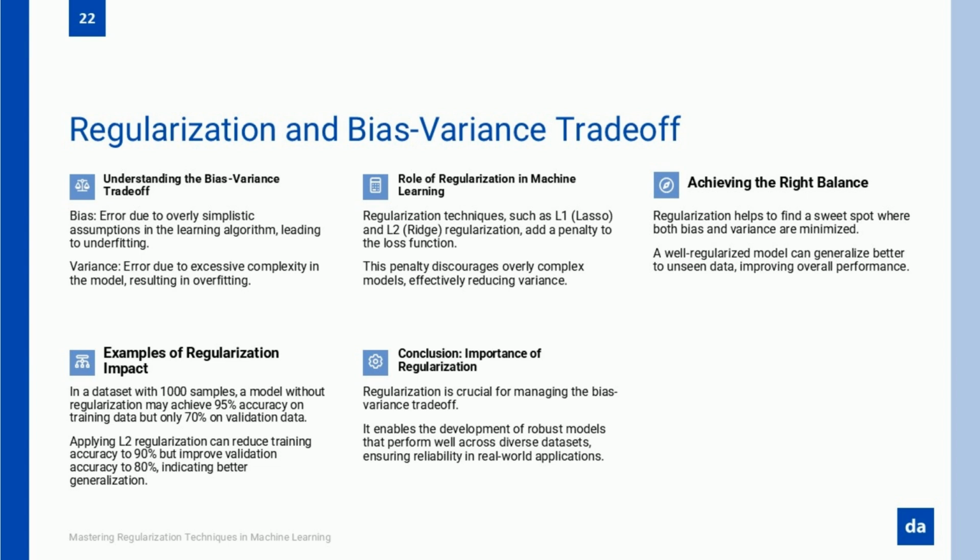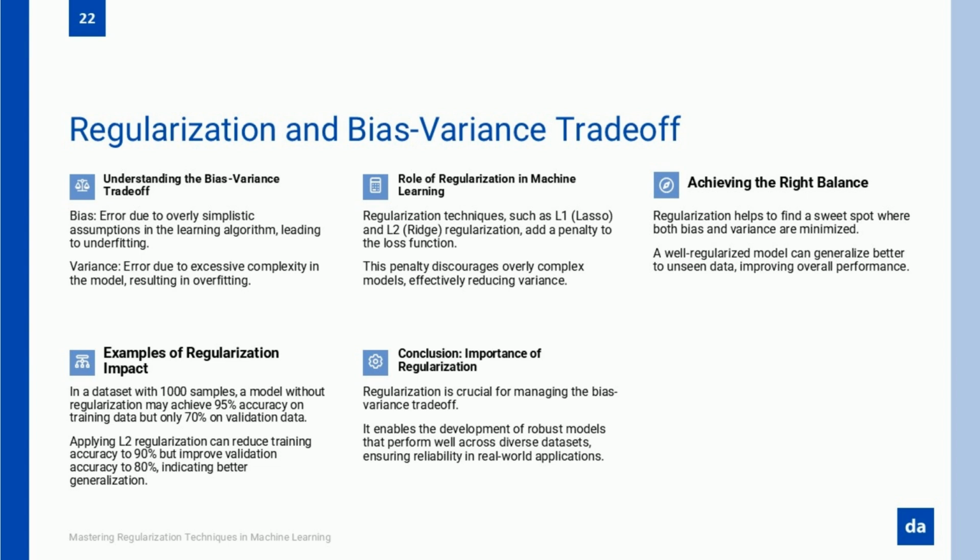Finance. In credit scoring, a highly complex model might overfit to past financial trends, making it unreliable for future predictions. Regularization balances complexity, creating models that perform consistently across time. Autonomous vehicles. Self-driving car models must generalize to different weather conditions, terrains, and lighting scenarios. Regularization ensures they don't overfit to specific training environments.